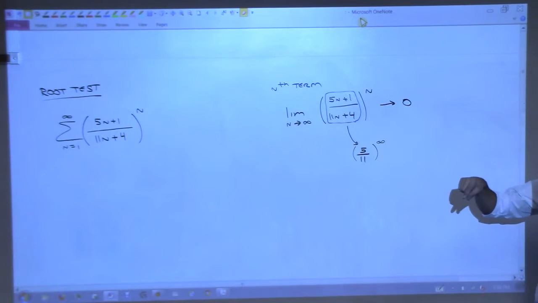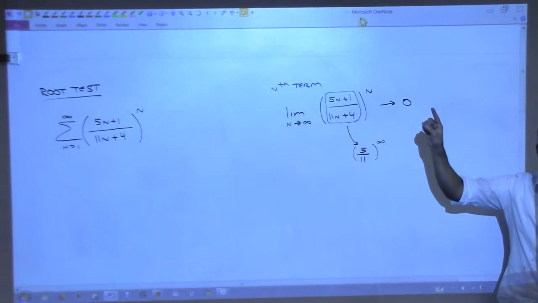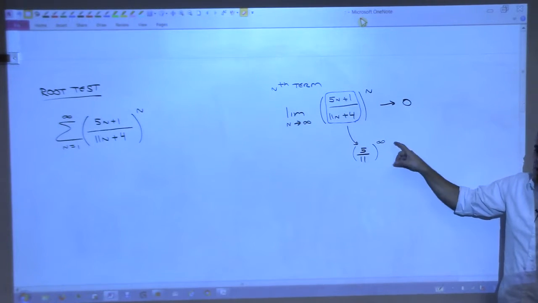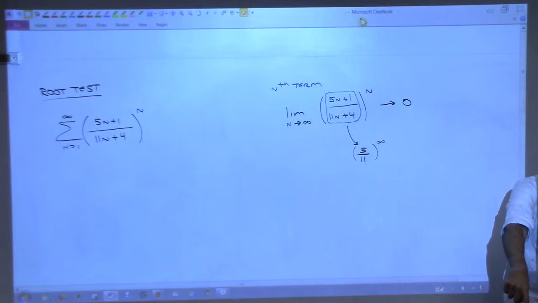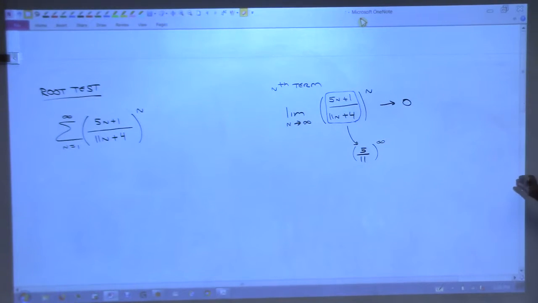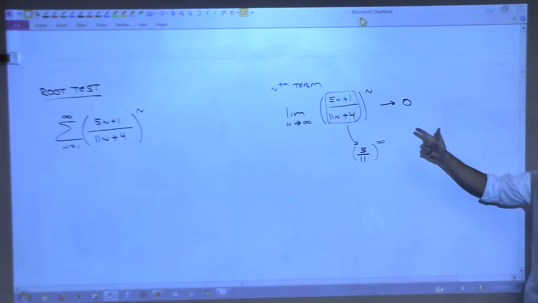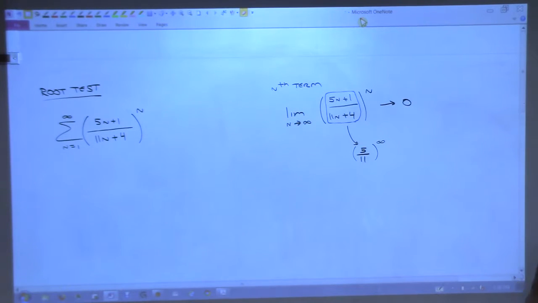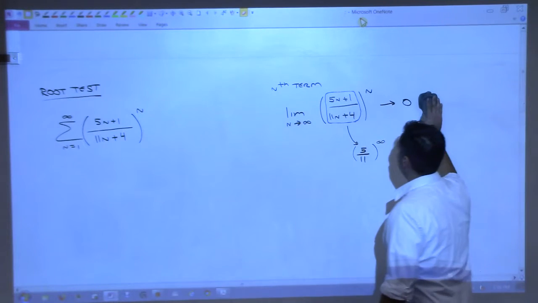This is not like the problem we did a second ago where we got 1 to the infinity. 1 to the infinity is an indeterminate form. 5/11ths to the infinity heads to 0. Okay? So this heads to 0, which means the nth term tells us nothing. Nothing. So let's go to the root test.